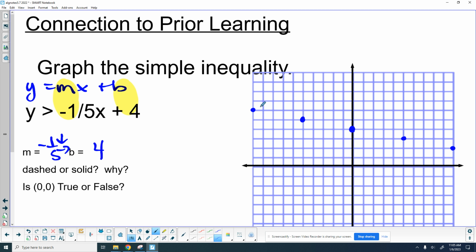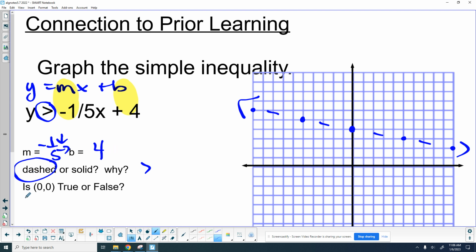The line I'm trying to create splits the graph in half into two planes. Once I get the line all the way across the graph, I can draw it. Is it solid or is it dashed? I know that this is a dashed line because of this symbol right here, which is greater than. So I'm just going to put some dashes in here. I've got little points and little dashes, but I notice how it separates the graph. I've got the top above the line and I've got below the line. So it separates it into two half planes.